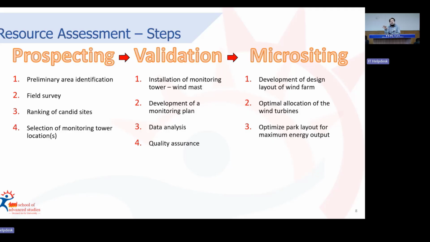And in micrositing, there are 3 steps to be followed. One step is the development of the design layout of a wind farm, and then optimal allocation of the wind turbines. And after that, in the third, we will run software in order to optimize the park layout so that we can get maximum energy output. So these are the 3 stages.